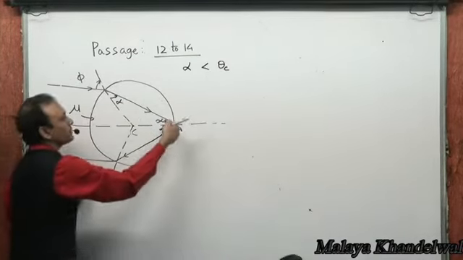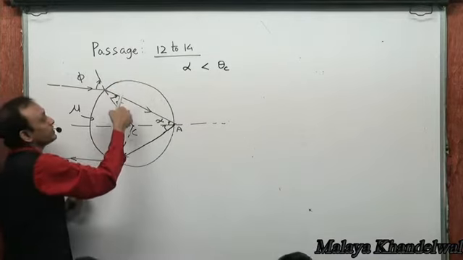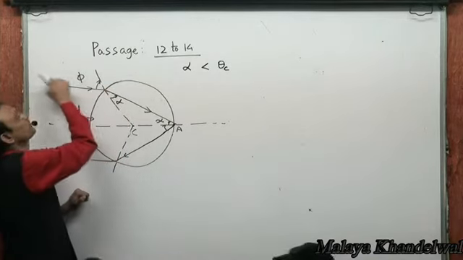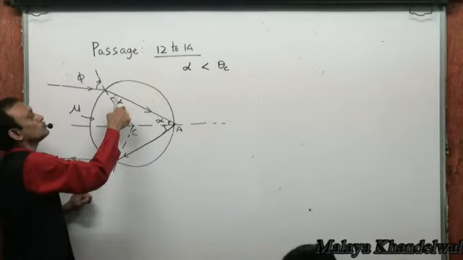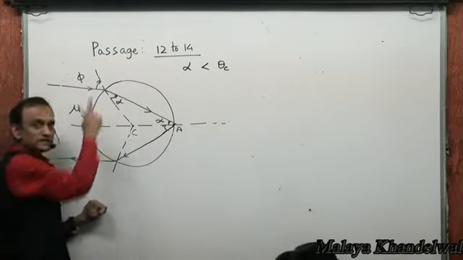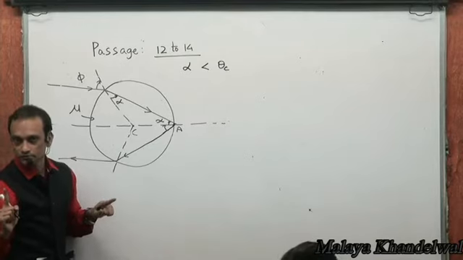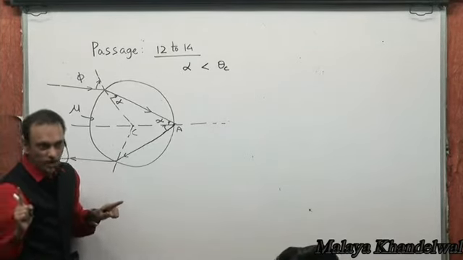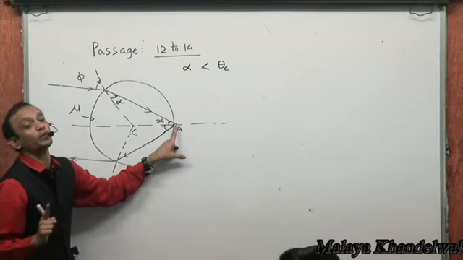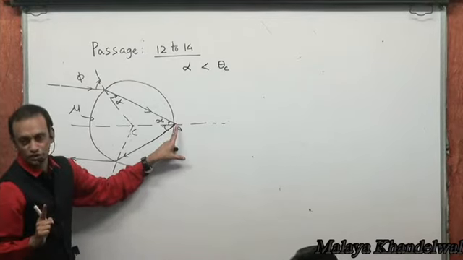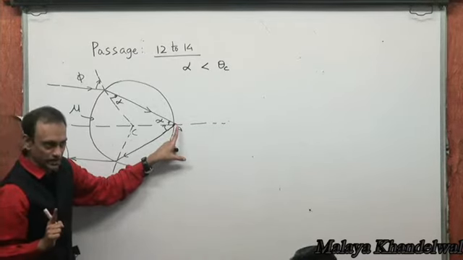Do you all understand that? Because if you reverse the direction of the ray, this becomes the angle of incidence and this becomes the angle of refraction phi. So obviously phi is less than 90 degrees. Therefore, alpha has to be less than the critical angle for the pair of media. So obviously there will not be total internal reflection at A.